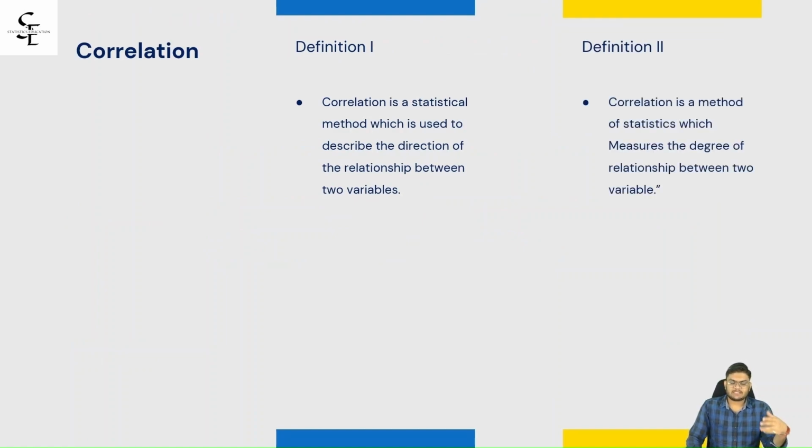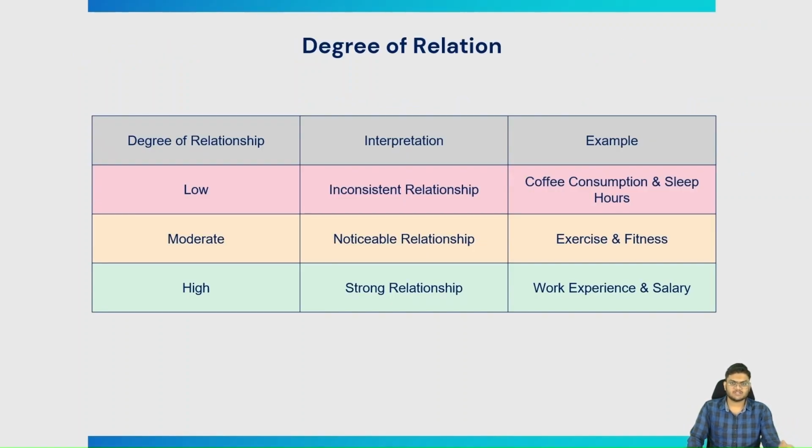Correlation is a method of statistics which measures the degree of relationship between two variables. Here, the degree of relationship is in numerical form, which allows us to interpret the relationship by just reading the numbers. So let's learn more about degree of relationship. Based on numerical values, the degree of relationship can be classified into three main categories. They are low, moderate and high. Now let's learn more about each of them one by one.